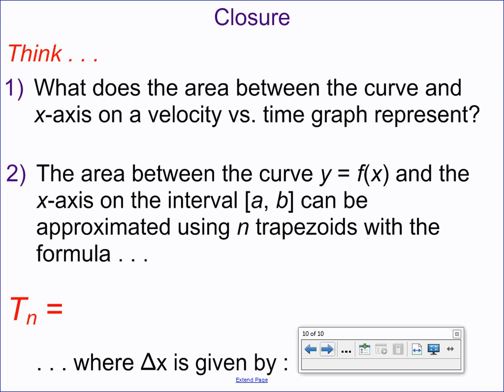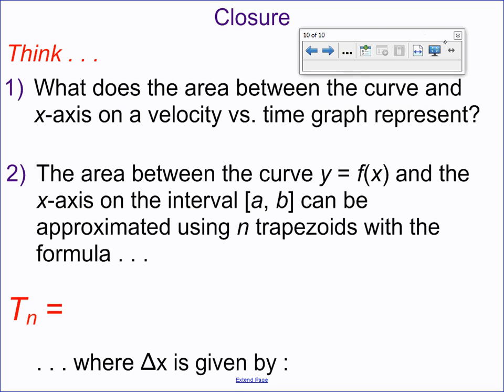Secondly, the area between the curve y equals f of x and the x-axis over an interval a to b can be approximated using n trapezoids with the formula T sub n. That's representing the trapezoidal rule taken with n trapezoids. And go ahead and write a formula that can be used with a generalized curve f of x on an interval a to b. Let's think about what that would look like. Finally, where delta x is given by what formula using our x's and our a's and our b's and our f's? You may do this with your partner and then be ready to share.